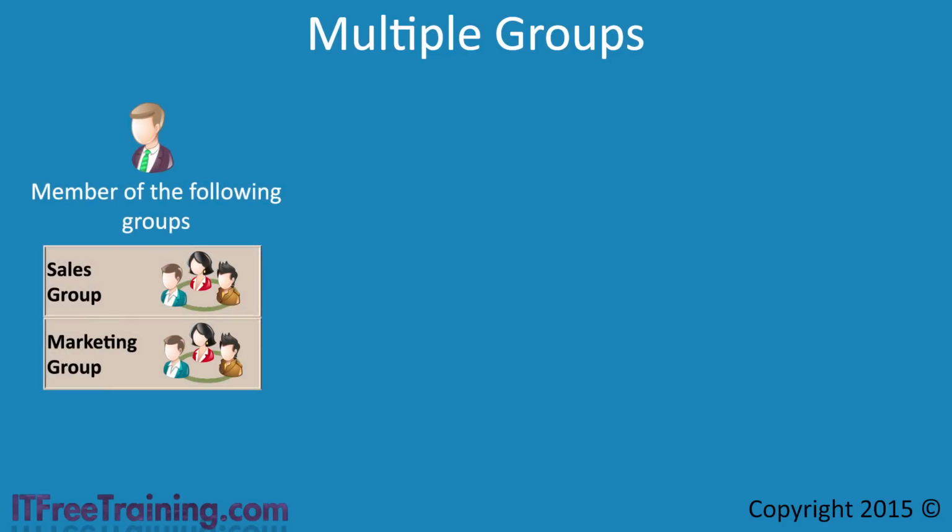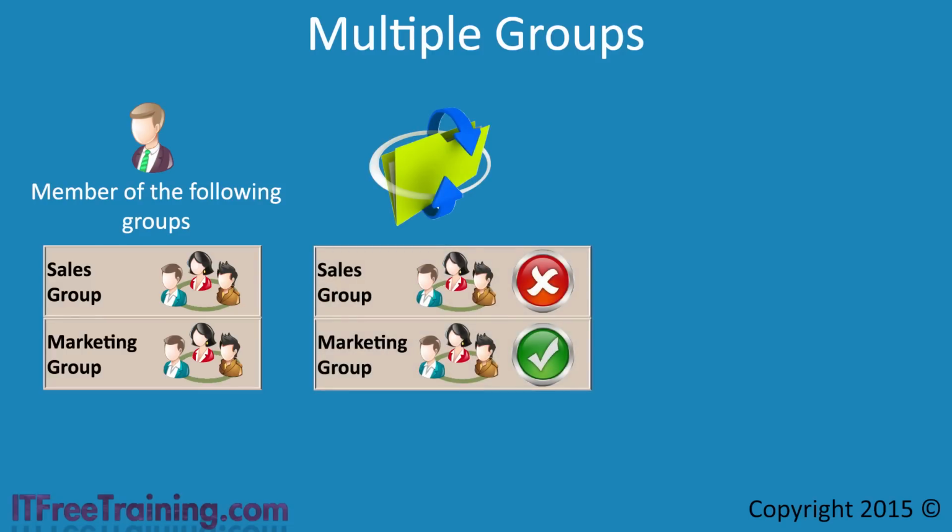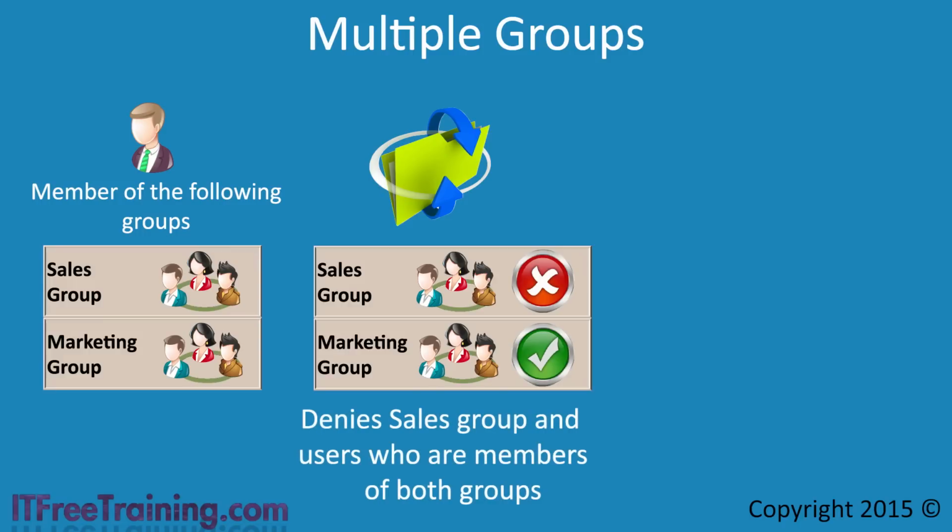Let's consider the following example. Our user Joe is a member of two groups, the sales and marketing groups. If you have a file share and you deny members of the sales group access and allow marketing group access, you could do the following. You could configure the permission for the sales group to deny and the marketing group to allow. The problem with this approach is that since Joe is a member of both groups, he will now be denied access. This normally would not be the required result.